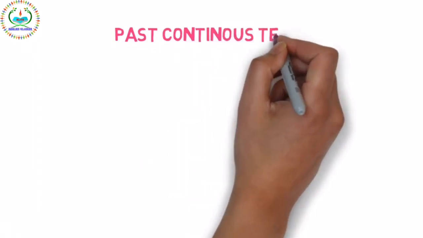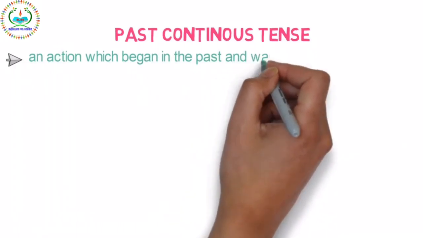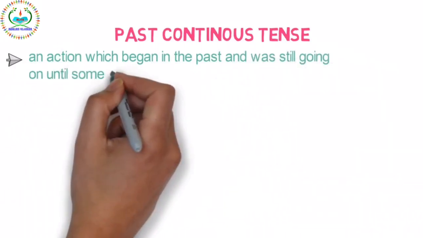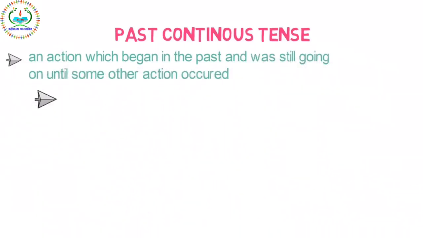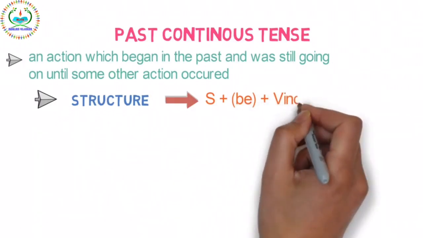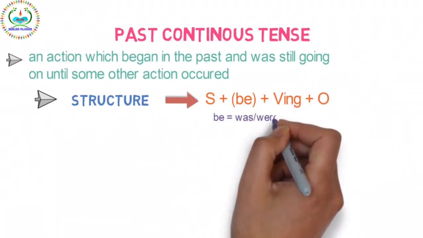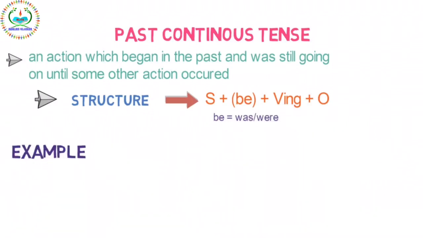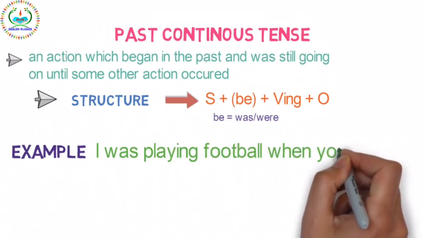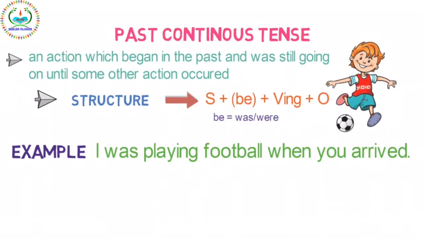Past continuous tense. It refers to an action which began in the past and was still going on until some another action occurred. Structure of this sentence is subject plus a be verb plus verb's ing form plus object. Be here includes was, were. For example, I was playing football when you arrived. It means my action of playing was going on until you arrived.